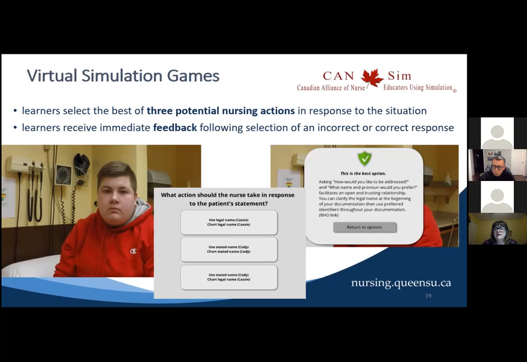And then once they make their choice, they'll see another video clip that will show how the client responds to the nurse, and they will receive immediate feedback. A rationale box will pop up and tell them whether it's the best option or it's not the best choice, and why. So it's really important, whether it's correct or incorrect, that you understand why. So you don't want to be just selecting the correct answer and not understanding why it's the correct answer.